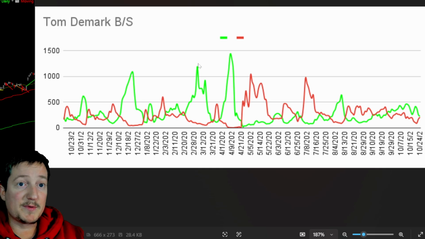So this is my Tom DeMark buy sell indicator. And as you can see in April, when it spiked over 1,000, close to 1,500, that was a great time to buy. And then we had a momentum indicator with the sell indicator come in here. But I like to watch the buy.